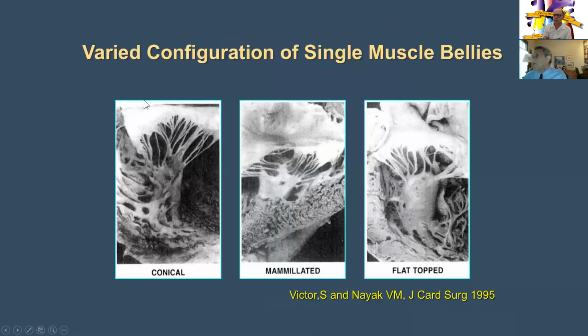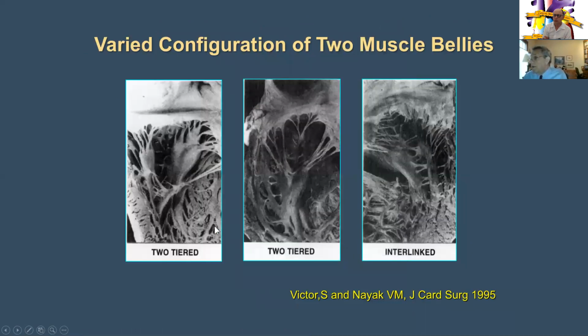Now, the next few slides show varying papillary muscle configurations. You can have a single belly papillary muscle, as seen here, here, and here. You can have two bellies, seen here and here. Here's another one with a somewhat different two-tiered approach, or interlinked, as seen here. So, a wide variety of how these papillary muscles look.